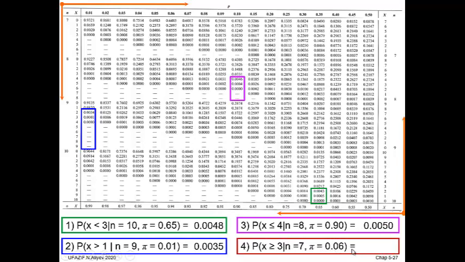π = 0.06 and n = 7, x more than or equal to 3. 0.06 here, and 7 here. X more than or equal to 3, so we start adding from 3, because 3 is also included, this and these numbers. The answer here is 0.0063.